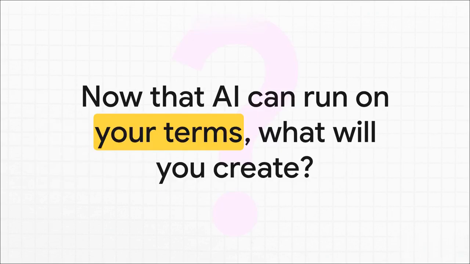And that really brings us to the final thought here. For so long, this kind of AI power felt distant. It was locked up in the cloud, something you could only access on someone else's terms, by their rules. But now, with tools like Ollama, that power isn't out there anymore. It's right here on your own machine. So the question really isn't if you can build something amazing with AI. The question is, now that it can run on your terms, what will you create?